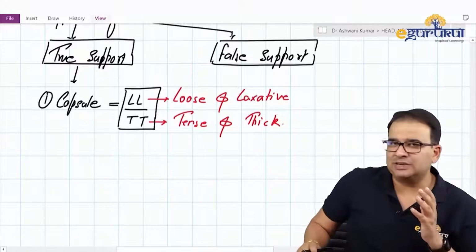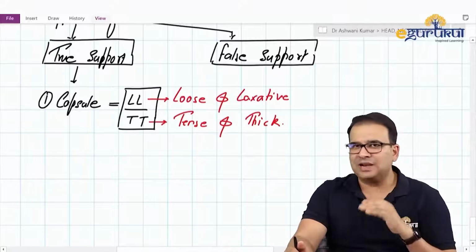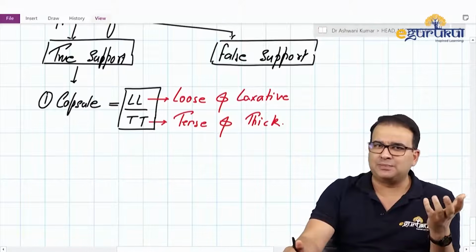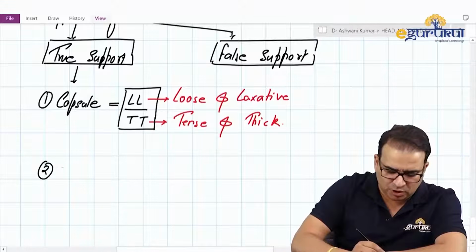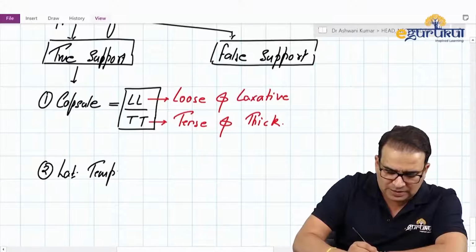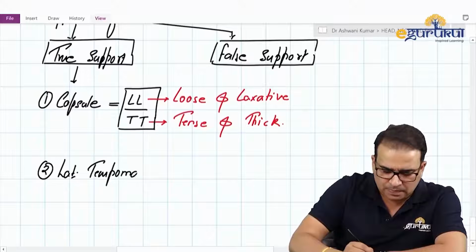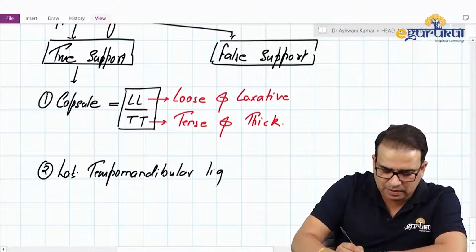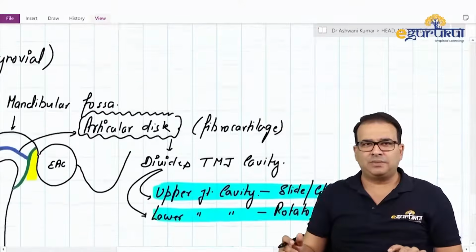The capsule of the TMJ is reinforced by a ligament present on the outside, which is considered a thickening of the same capsule, and we call it the lateral ligament. Either you call it lateral ligament or lateral temporomandibular ligament. Same thing. Some books simply call it lateral ligament or lateral temporomandibular ligament. Let me show you before I draw this for you.